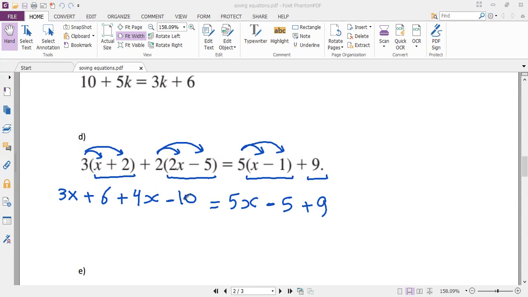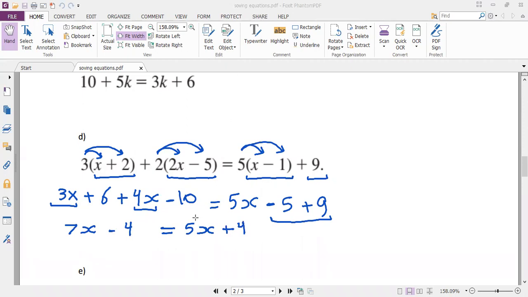I want to clean them up and simplify. So we have 3x and 4x, 7x, okay? And 6 minus 10, it's minus 4. Equals, we have 5x only, we don't have any other x's. And we have minus 5 plus 9. Okay, minus 5 plus 9 equals plus 4. And what is the next step?